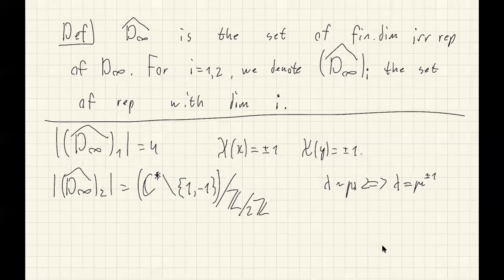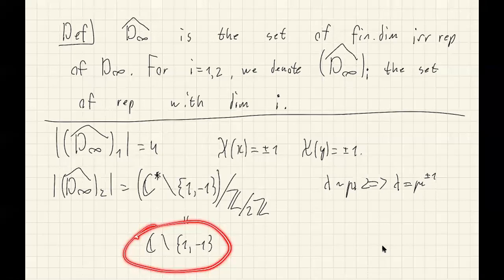And from the basic theory of symmetric polynomials, we conclude that this space can be identified with C without 1 and -1. I will explain how in a moment. So we actually have the set of two-dimensional representations in bijection with complex numbers without 1 and -1.